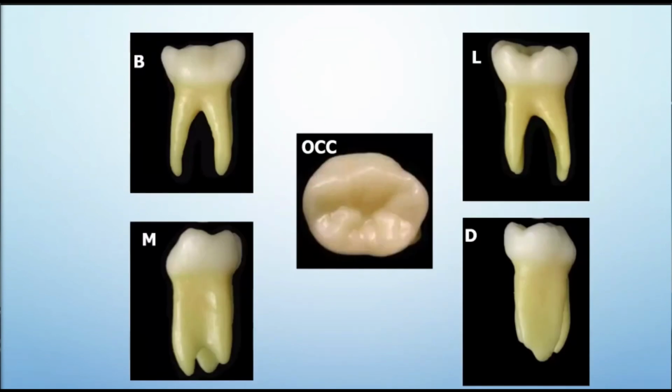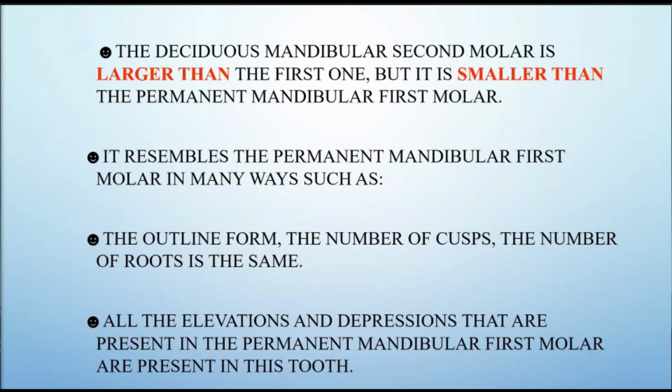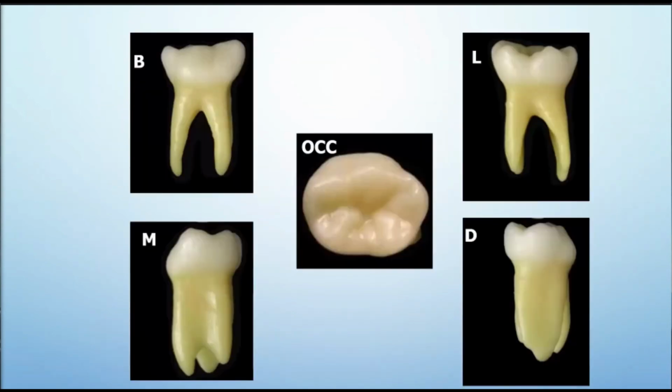So it has 5 surfaces: buccal, lingual, mesial, distal, and occlusal. The deciduous mandibular second molar is larger than the first one, but it is smaller than the permanent mandibular first molar. Here you see, if you see this area, the occlusal developmental groove pattern is zigzag, like the mandibular permanent first molar. The second permanent mandibular molar is a cross shape, right? The first molar is zigzag. So here you see the pattern is almost zigzag.